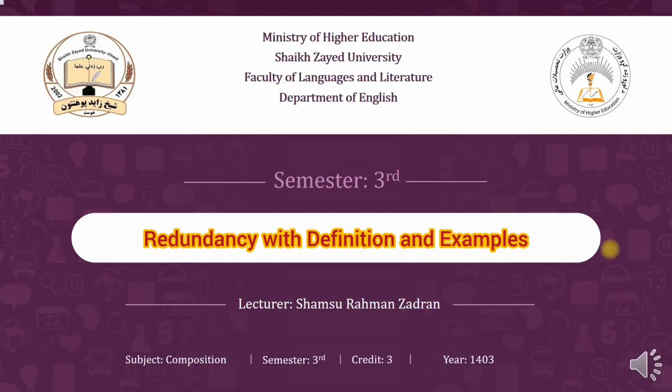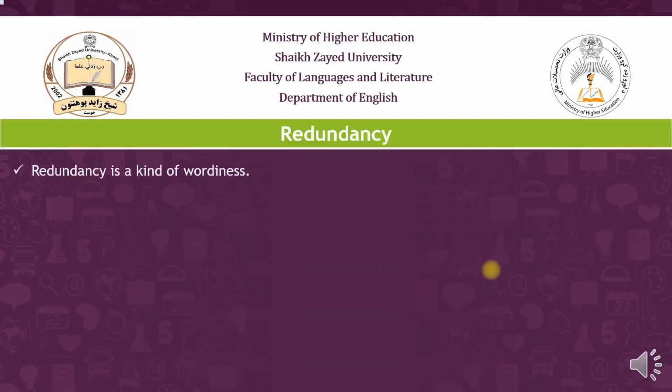The title or the topic here is redundancy. So what is the meaning of redundancy? Redundancy is a kind of wordiness. We talked about wordiness in the previous lesson. If you have any kind of problems, you can refer to the previous section as well. So redundancy is a kind of wordiness.